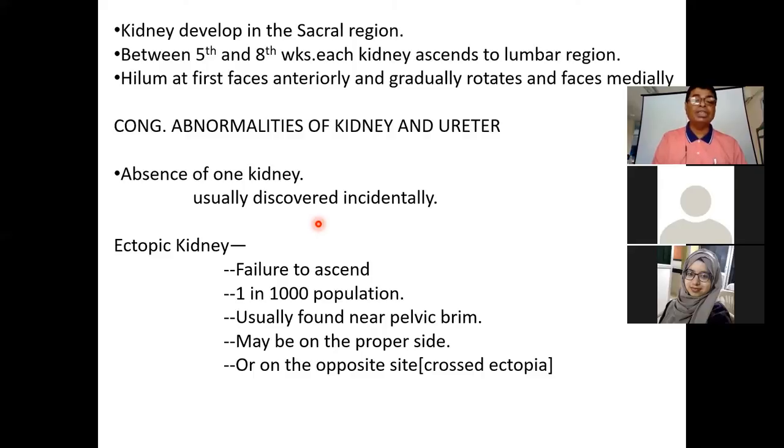Then there is the ectopic kidney. What does it mean? It means the kidney is not in the normal position. As I have mentioned, between the fifth and eighth weeks of intrauterine life, the developing kidney ascends from the sacral to the lumbar region. So there may be arrest. They may remain in the sacral region, or any part of the path. This may be unilateral or bilateral. So ectopic kidney means failure to ascend for any reason, and we get one in 1,000 population. Usually the ectopic kidney is found near the pelvic brim.